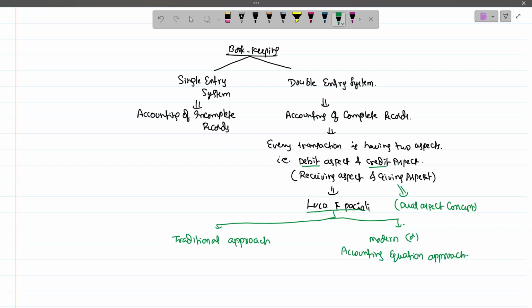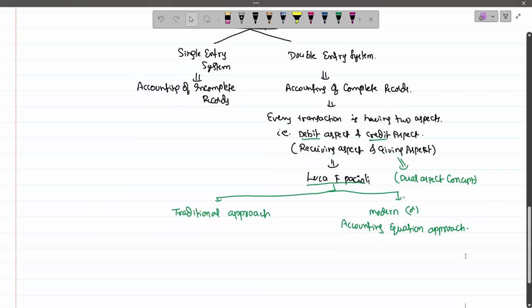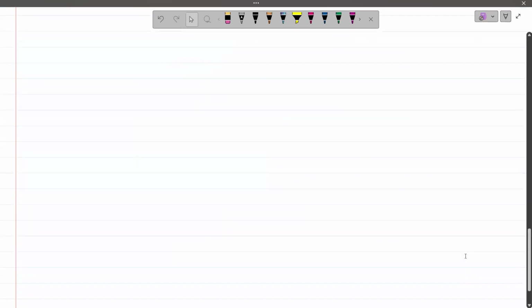Okay, so bookkeeping is the systematic recording of transactions and events, and it is done in two ways. One is the single entry system, another one is the double entry system. The single entry system is the best method for accounting of incomplete record, but the double entry system is the best method for complete record. The double entry system means every transaction has two aspects, the receiving aspect and the giving aspect. And those aspects are identified by using one of two approaches: the traditional approach, and the modern approach or accounting equation approach. Then we'll define how the accounts are classified under the traditional approach and how the accounts are classified under the modern approach.